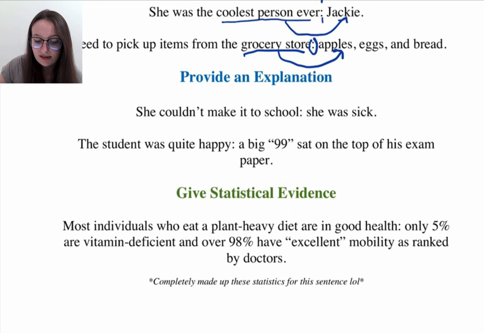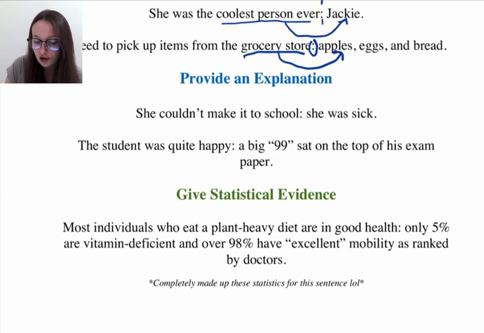All right. The second function of a colon is to provide an explanation, or the reasoning, the rationale behind the first part of the sentence. She couldn't make it to school. So that's the first part of the sentence. She couldn't make it to school.